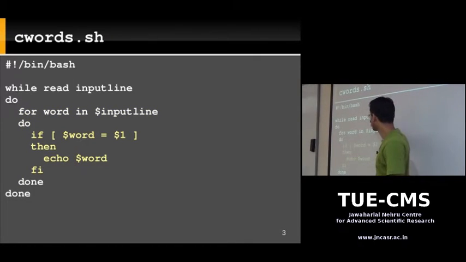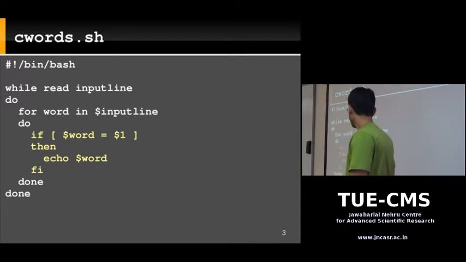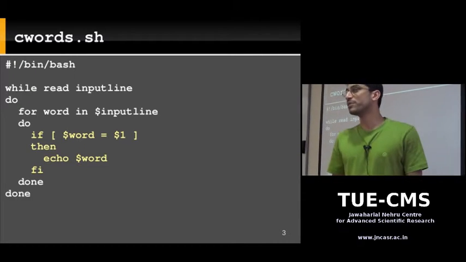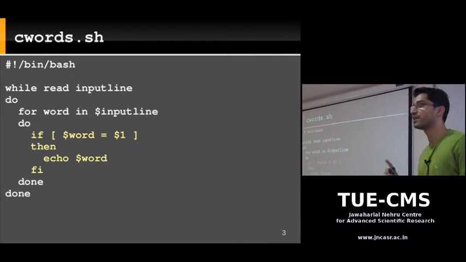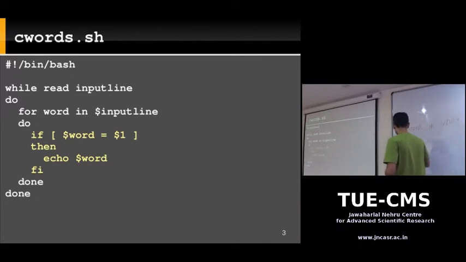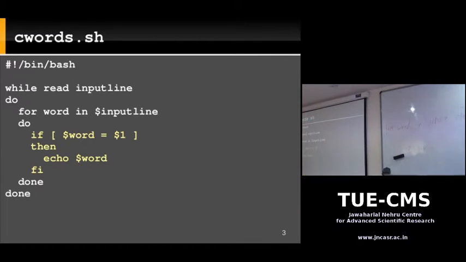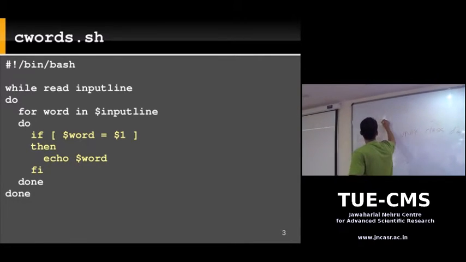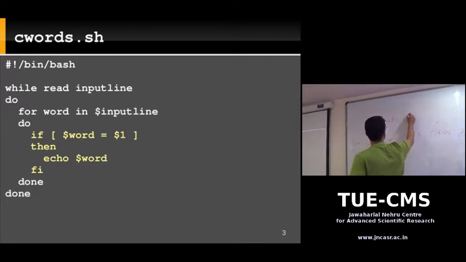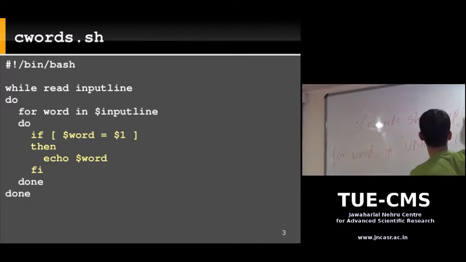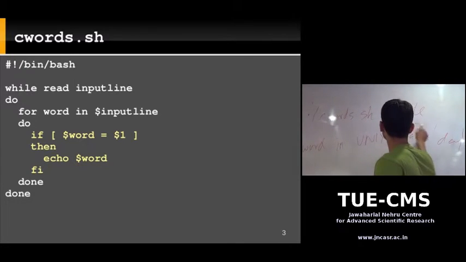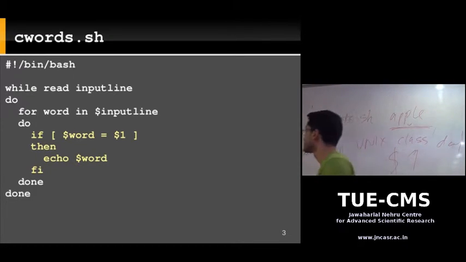So we have a while loop, we have a for loop, we're getting each word. Now let's compare the word with what we're searching for. You remember $1 is the first command line argument we're passing to our script. So we were planning to run a script like this, right? cwords.sh and the word we're searching for. When you run the script like this, where does the word apple go? It goes into the variable $1, the first command line argument, right?